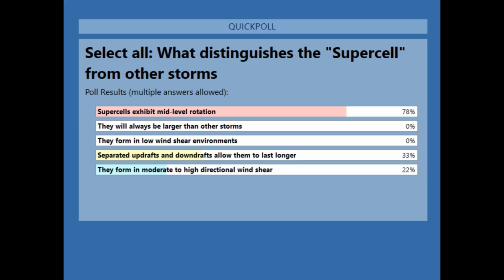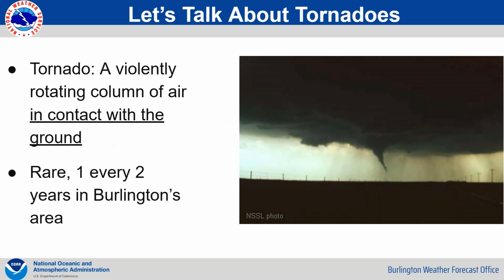So let's talk about tornadoes at this time. Tornadoes are violently rotating columns of air that are in contact with the ground. Let me actually put my slide back up there. So tornadoes are violently rotating columns of air in contact with the ground.